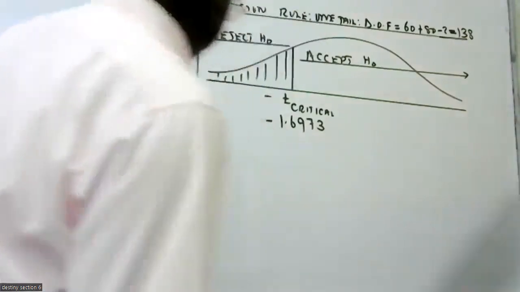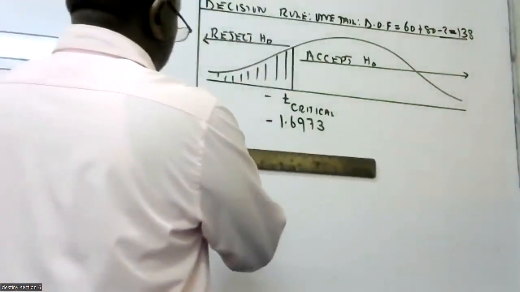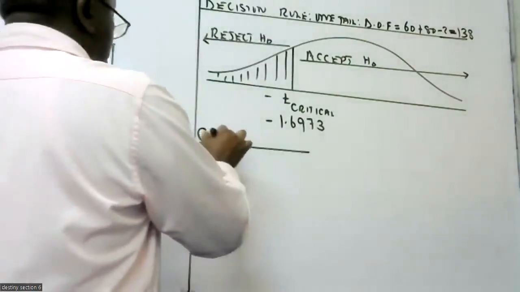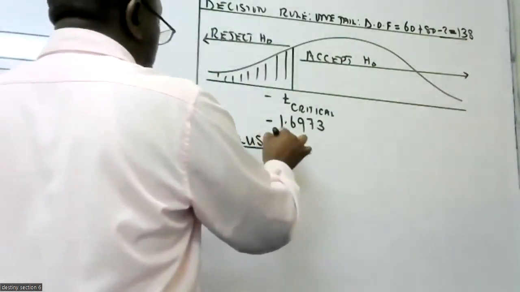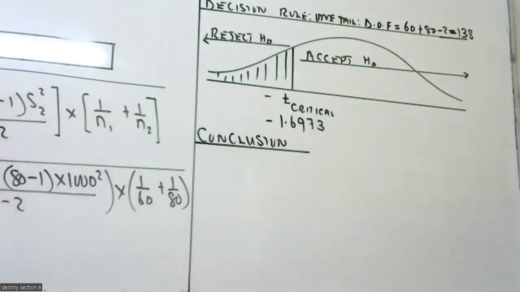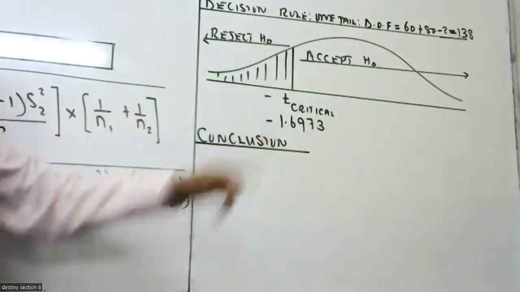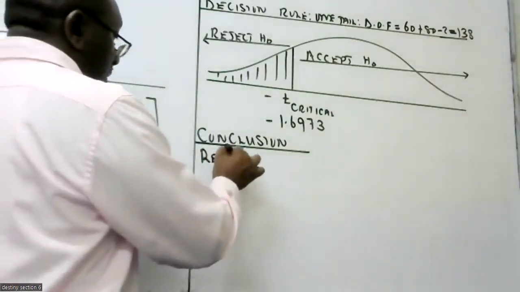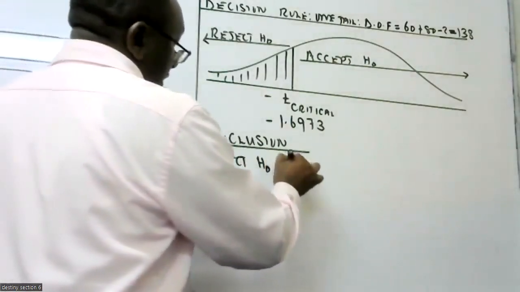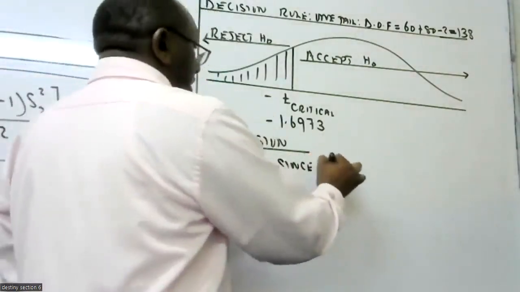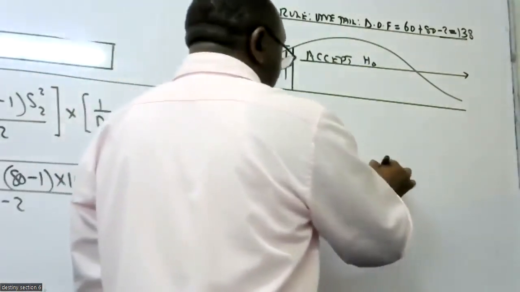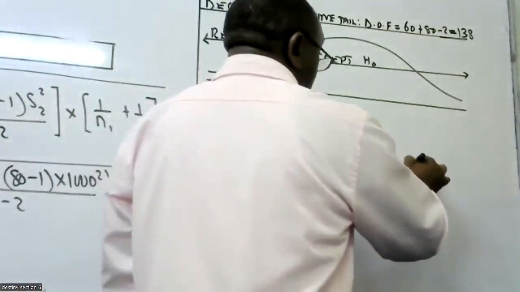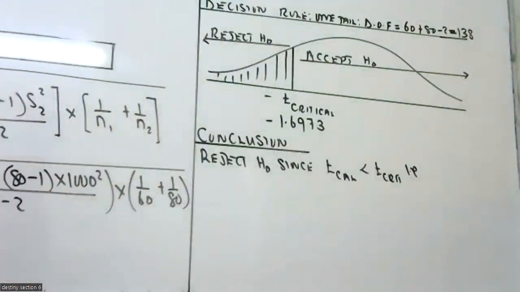The next thing is now called conclusion. Conclusion is where you compare this one that we have gotten, the calculated, with this one. So we are going to say reject null hypothesis. We reject null hypothesis since T calculated is less than T critical.